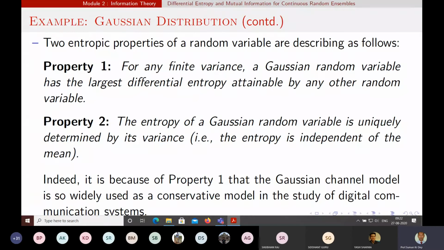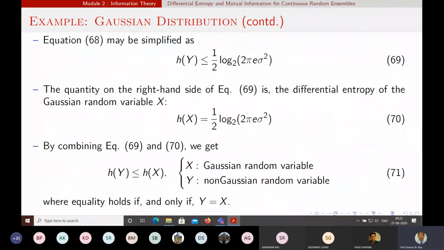So that means, if you look at the expression, in this expression of the entropy, there are no mu terms.